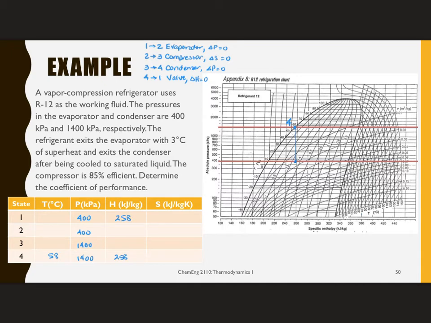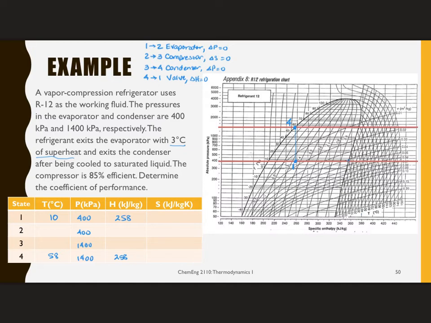This will be therefore state 1. Okay. The temperature there is 10 degrees C. It's probably a little under 10, but 10-ish degrees C. We are then going to, it says it's going to exit the evaporator, so state 2, with 3 degrees C of superheat. Okay, I chose this example simply because this is something that we haven't really run across yet.